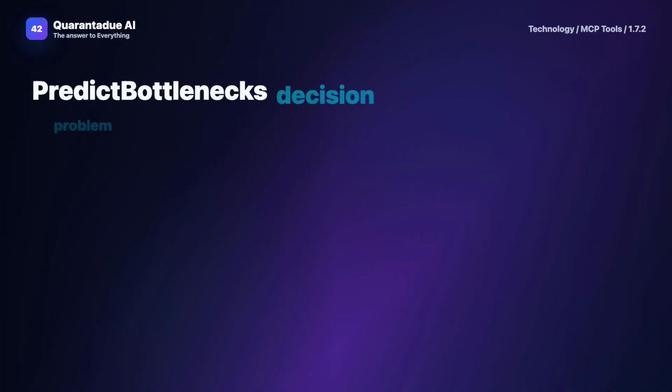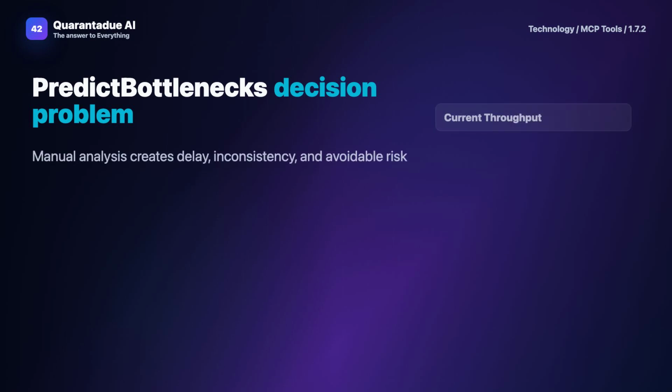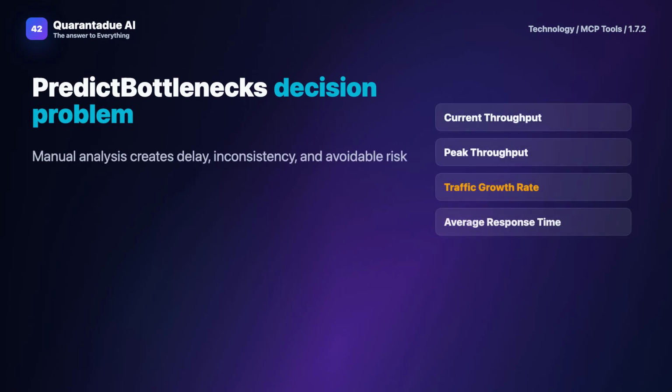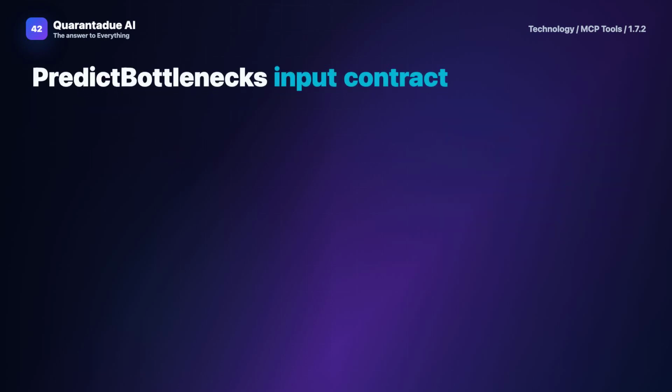Predict Bottlenecks narrows that process into a repeatable model so teams can compare cases without rebuilding the logic each time. Predict Bottlenecks starts with a defined input contract. Typical inputs include current throughput, peak throughput, traffic growth rate, average response time, and 95th percentile response time. Keeping these fields explicit reduces ambiguity and makes every run easier to audit.